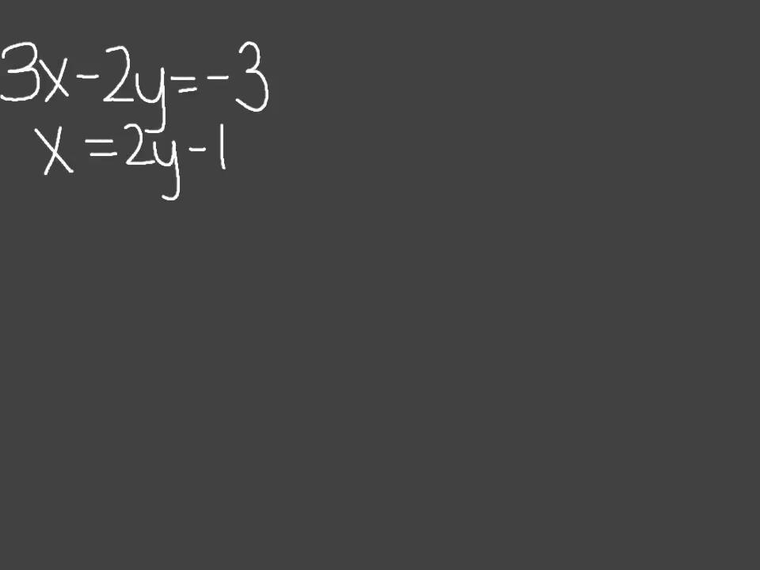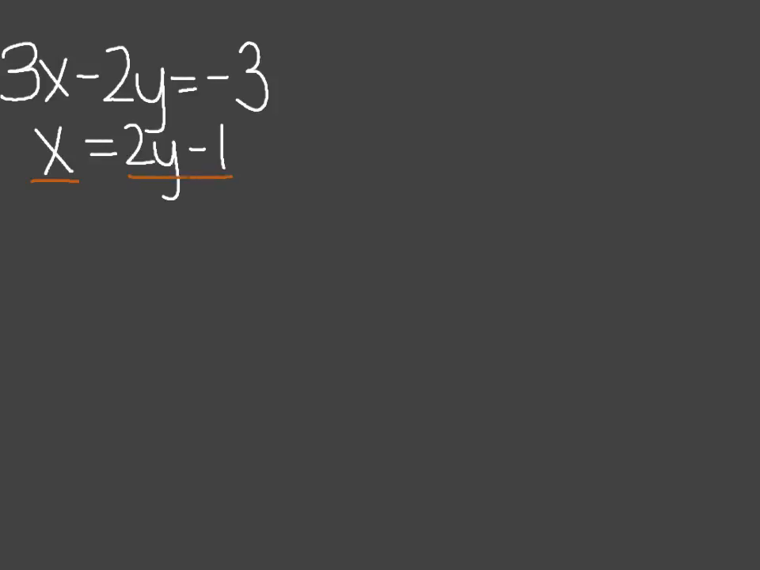Alright, we need to get a value for x and for y. In order to do that, I'm going to use the method of substitution because I recognize that one of my equations has a variable by itself. I'm going to also underline what it equals, so 2y minus 1.